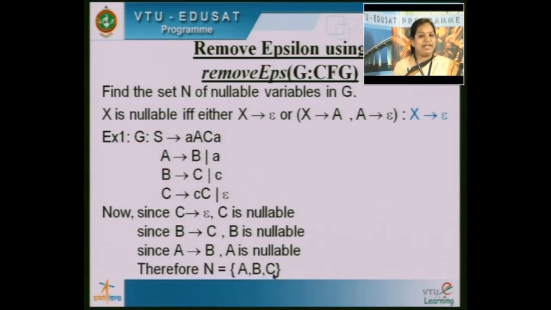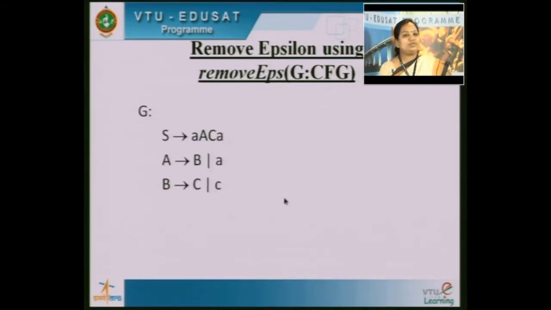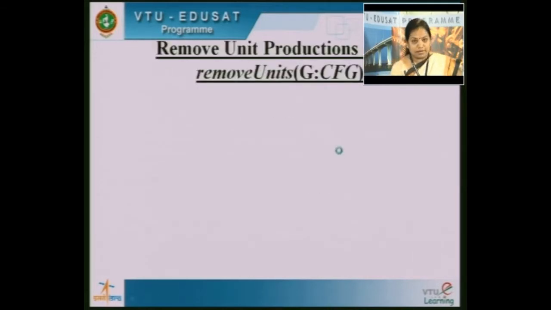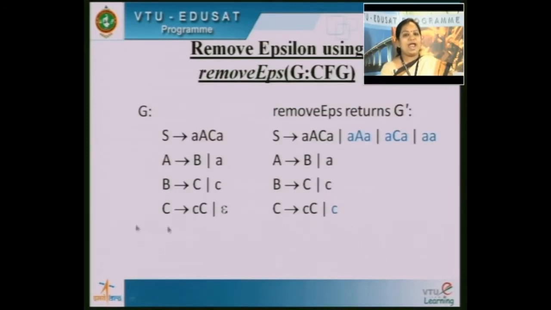Once we have identified the nullable variables, next what to do? We have to replace or modify the rules. So the first one is S tends to AACA as it is, and in this one the nullable variables are A, B and C. So first, if A is nullable, then I will get ACA. If C is nullable, I will get AAC. If both are nullable, I will get AA.